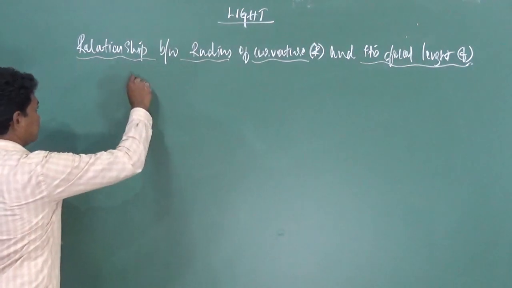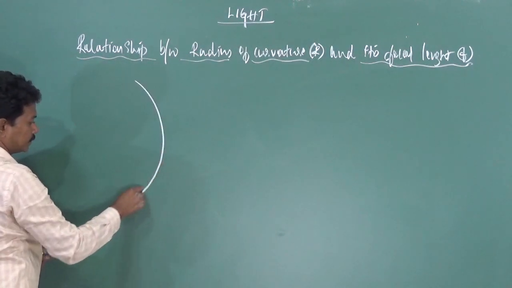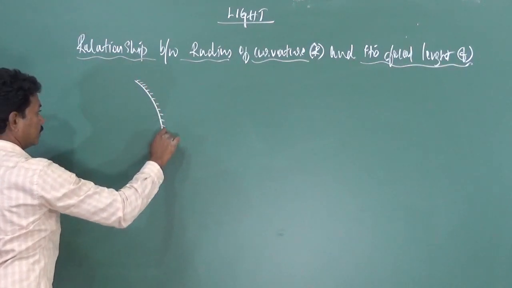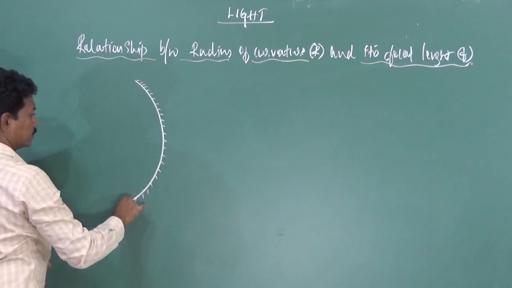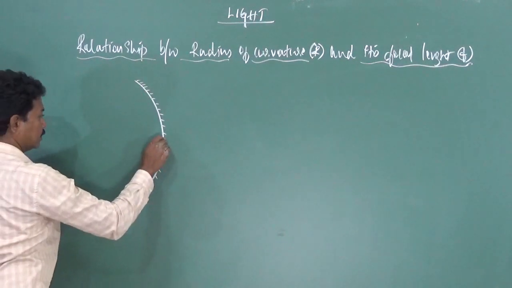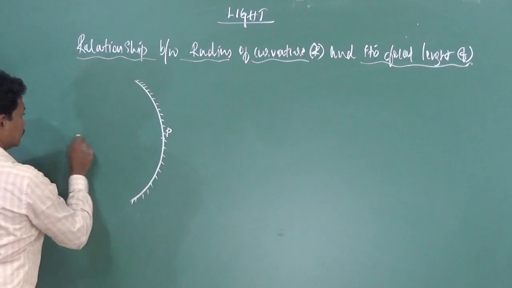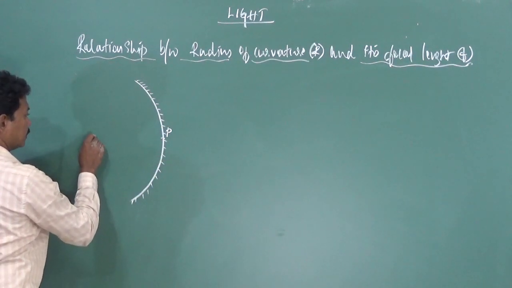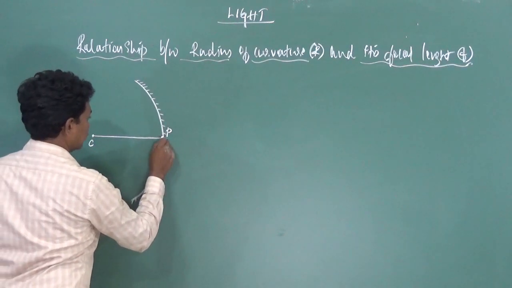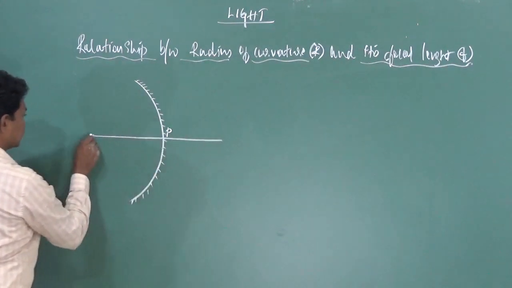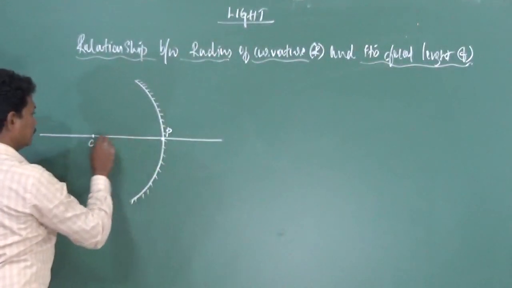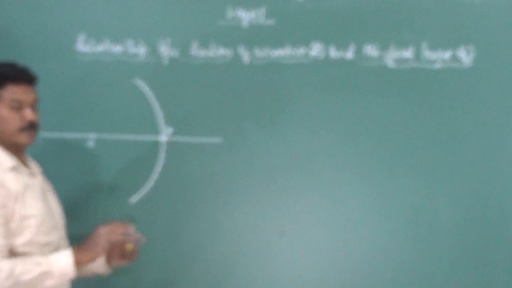Right. Let us go with this. I am going to take a concave mirror that is silvered at the outer surface. Therefore, the inner surface is highly reflecting. So this is the pole of the mirror, and this is the center of curvature. I will join these two points with a line and extend it on both sides.